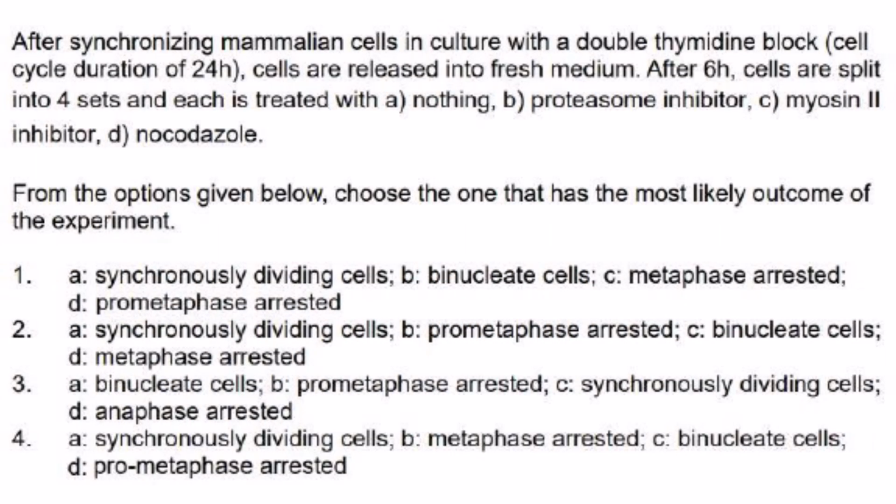Now next one. After synchronizing mammalian cells in culture with a double thymidine block, cell cycle duration of 24 hours, cells are released into fresh medium. What is this double thymidine block? Now, thymidine, you know, it is essential for DNA replication. What will happen when you expose the cell to high concentration of thymidine? It will start inhibiting the enzyme thymidine kinase. And this thymidine kinase is essential for DNA synthesis.